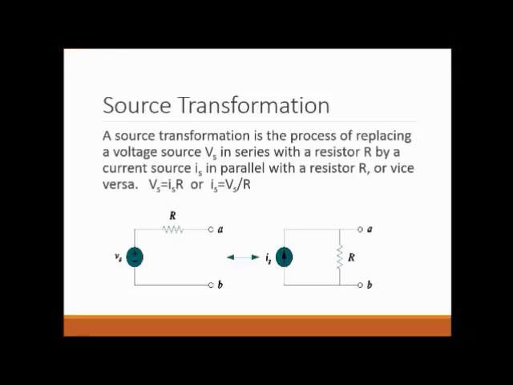Now in this case there is another very important part, that is source transformation. This source transformation has a key role in minimizing circuits and analyzing them in a different or simpler way. So source transformation is a process of replacing a voltage source Vs in series with a resistor R by a current source Is in parallel with a resistor R.